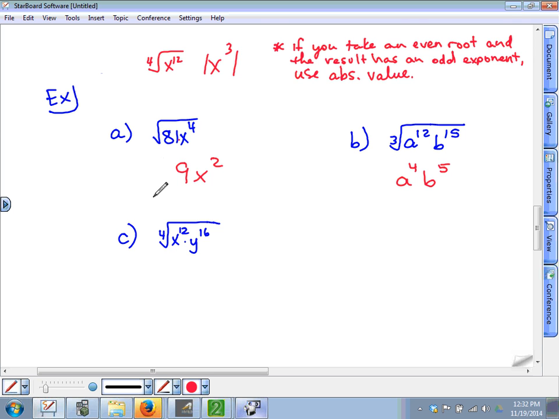Do any of these need absolute values? No, because we didn't take an even root. We took an odd root. Odd roots never have absolute values.